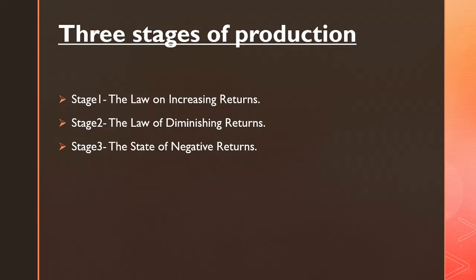When we fix one factor of production and vary all other factors of production, production increases in three stages. In the first stage, production increases at an increasing rate. In the next stage, production increases but at a diminishing rate. In the last stage, if we continue the production, then our production goes on decreasing.